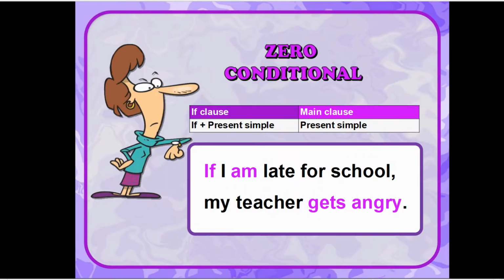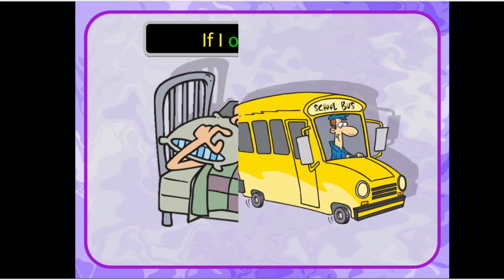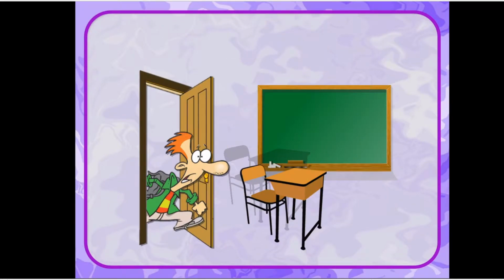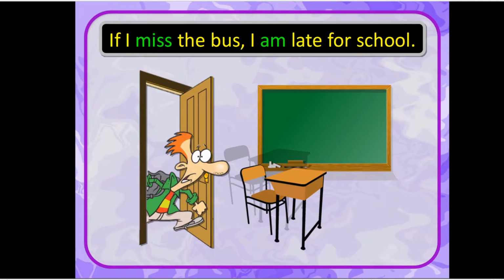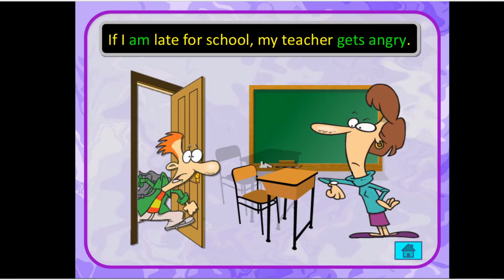So, as we have gone over before, the zero conditional is if plus the present simple, and the main clause is the present simple. If I am late for school, my teacher gets angry. It's always true no matter what. If I oversleep, I miss the bus. If I miss the bus, I am late for school. If I am late for school, my teacher gets angry.